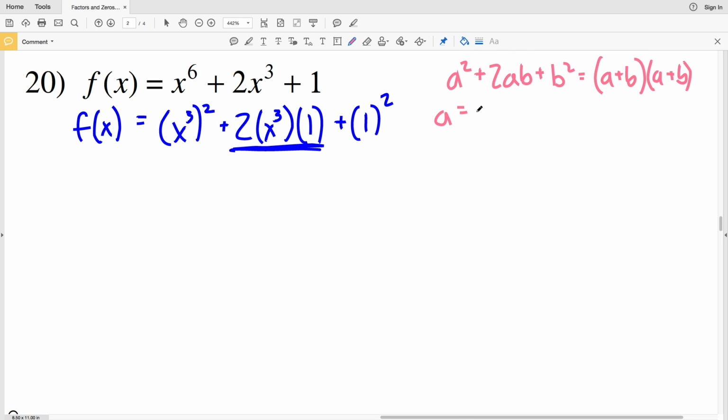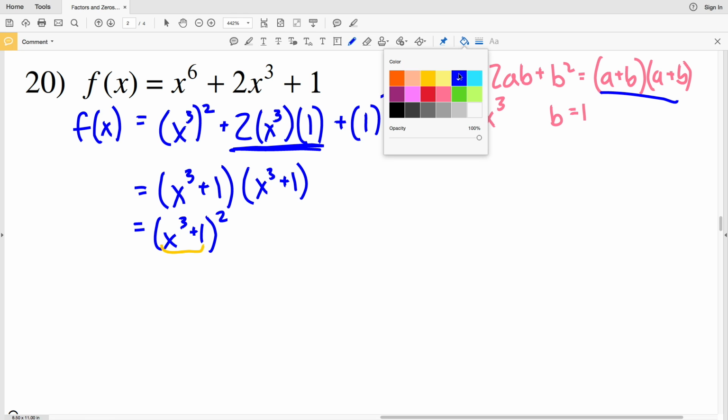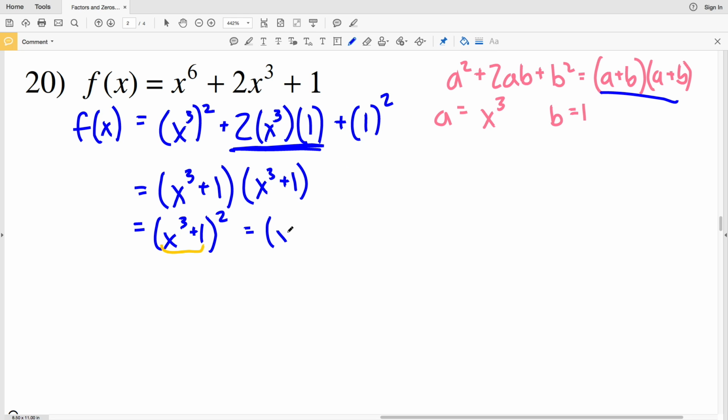In this case, our a value I wrote as x cubed, and the b value I wrote as 1. So I'm going to rewrite our function as a plus b times a plus b. So that's x cubed plus 1 times x cubed plus 1, which can also be written as x cubed plus 1 squared. However, if we look closer, I'm going to rewrite x cubed plus 1 squared as x cubed plus 1 cubed squared, since 1 cubed is still equivalent to 1.